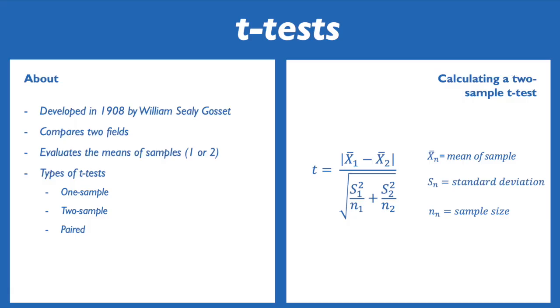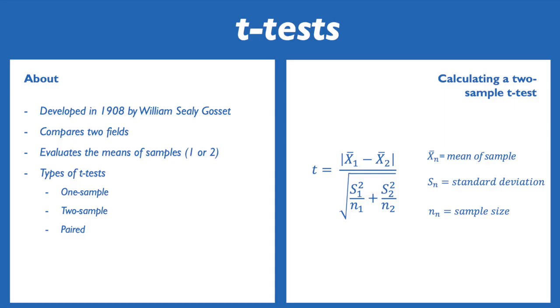So now we are going to talk about t-tests. So the t-test was first developed in 1908 by William Seeley Gossett. And the purpose of t-tests is really just to compare two fields. And you do this by evaluating the means of samples. With t-tests, the max amount of samples you can have is 2. You cannot perform a t-test on 3 samples or 4 samples.